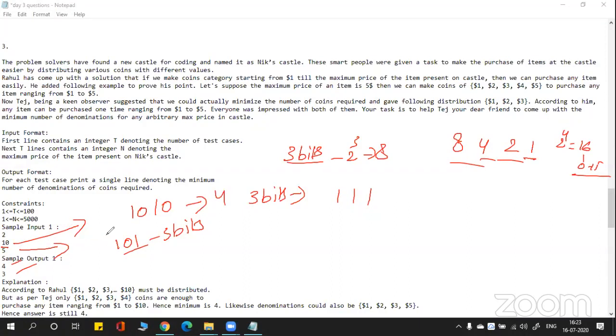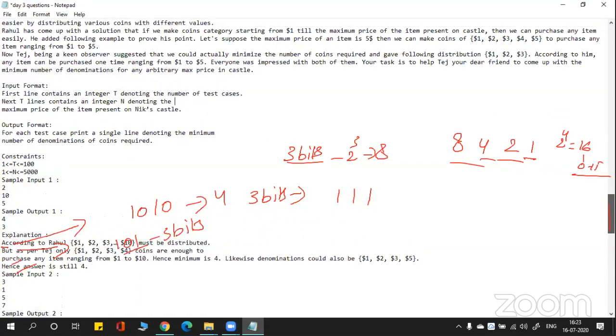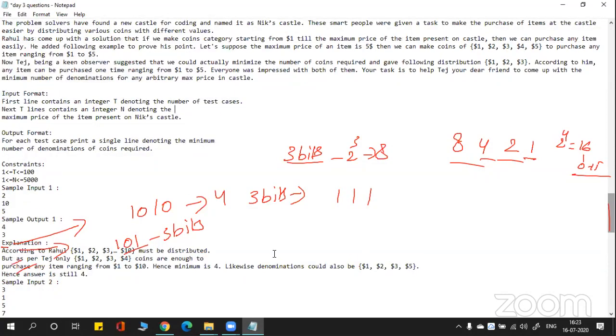Actually, the question is how many bits are required to represent a particular number in binary format. So if we can find that, then our question is done. Even if they ask what the value of those coins should be, we can find out: 1, 2, 4, 8, and so on. I hope you have understood the question. Did everyone understand the logic? If you have a doubt in the logic, please ask me.